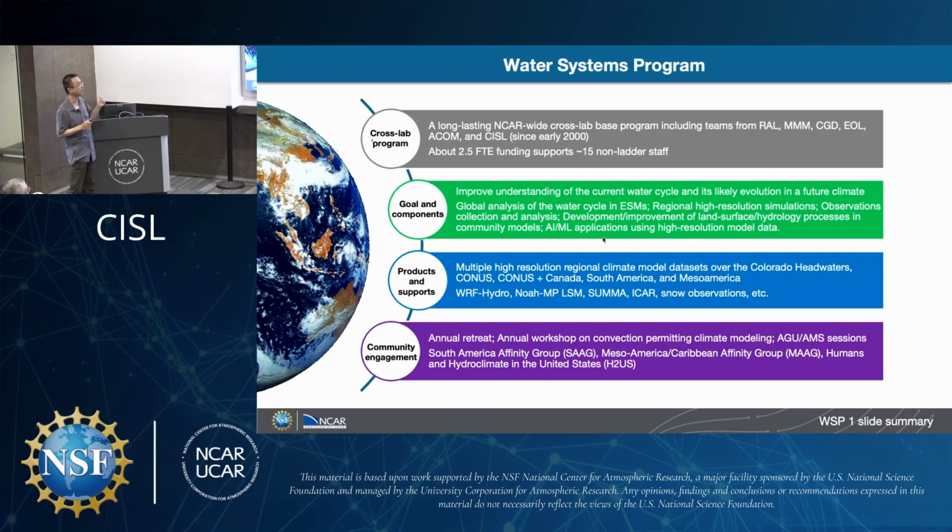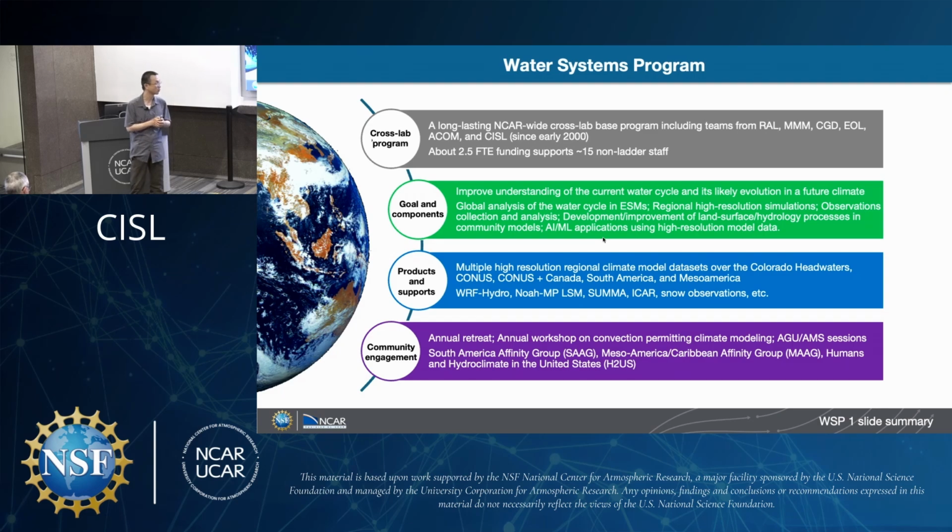This is the one-slide summary of our program. We have existed for probably 20 years. It's not a lot of funding, but enough to get a lot of these critical research directions moving forward, also facilitating collaborations and community engagement. We do all kinds of research from global to regional, and also model development and data application. In terms of products, we really bother you a lot in terms of the volume of data that we generate. It starts from the early 2000s, the Colorado headwaters, to nowadays South America and CONUS 4.4 data. That's all big data sets.